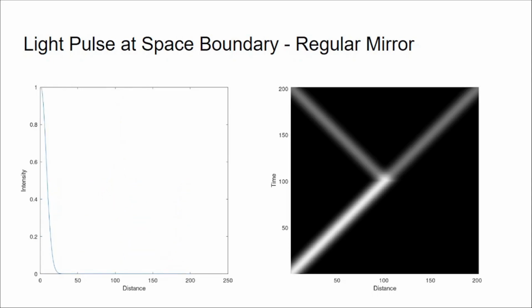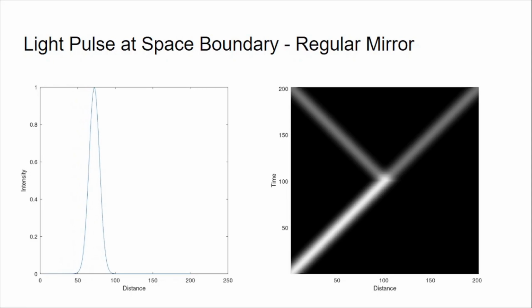In the animation on the left, assume a regular mirror is at distance 100. Once the incident pulse reaches this mirror, it's split in two. One light pulse travels forward in space, and one pulse is reflected backwards in space. The graph on the right shows the same thing, except intensity is color-coded. This concludes the review of what light is and what regular mirrors are.